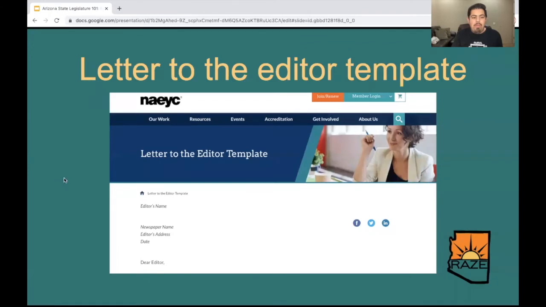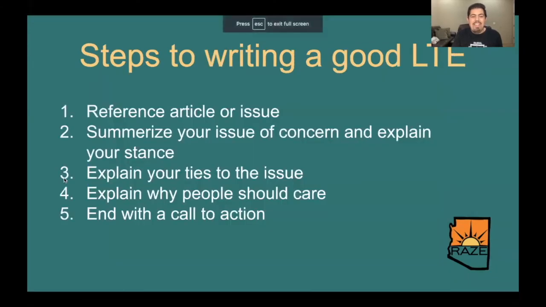All right, now we're going back into the presentation. So I'm just going to recap what we saw in that template. Steps to writing a good letter to the editor: 1, you always reference your article or your issue. 2, summarize your issue of concern and explain your stance. 3, explain your ties to the issue. 4, explain why people should care. And 5, you're going to end with your call to action.